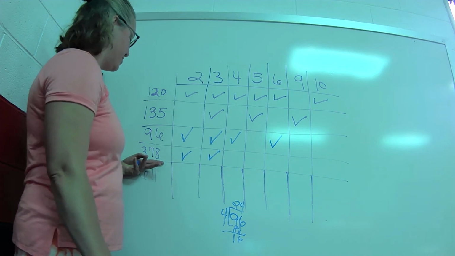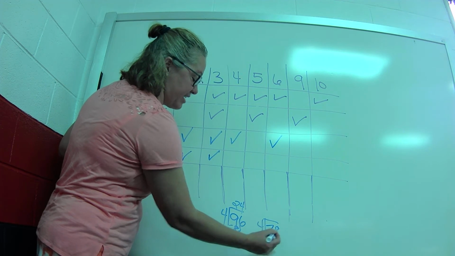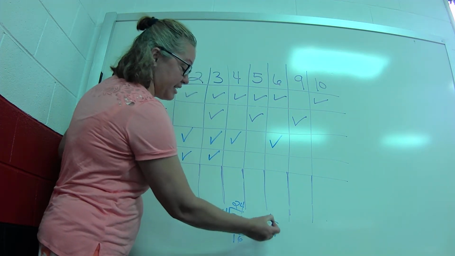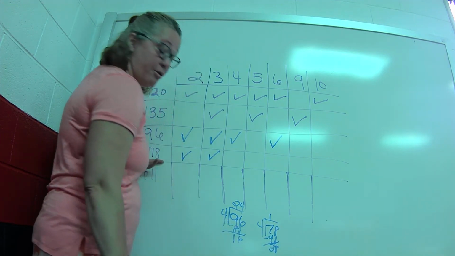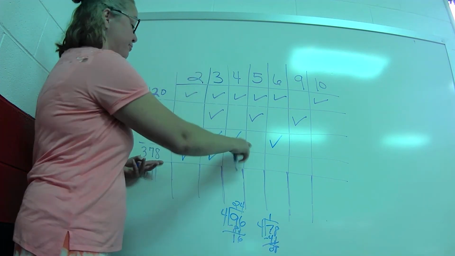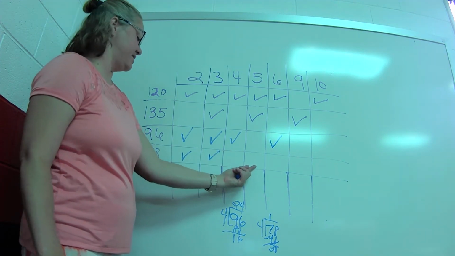Again, does 4 go into 78? Well, you could figure it out by going 78 divided by 4. 4 goes into 7 once. That gives you 38. 4 doesn't go into 38, so 4 is out. It doesn't end in a 5 or a 0, so 5 is out.